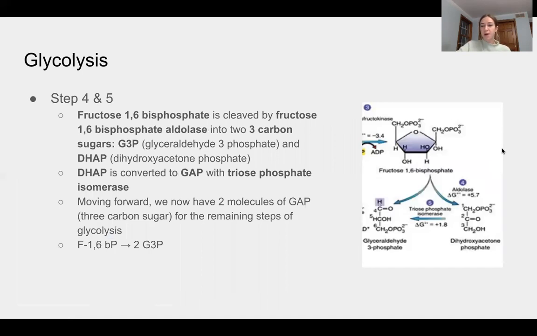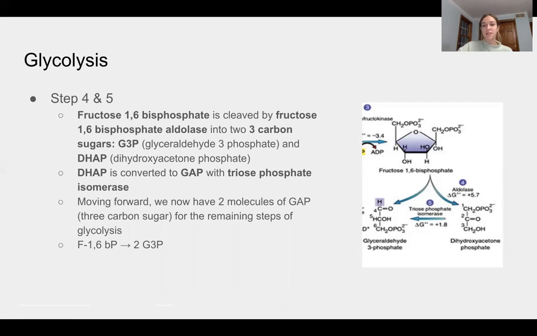So steps 4 and 5, some texts will combine these and say that glycolysis is 9 steps. But here we just have them separated out to make it a little bit more clear. Here we have our fructose 1,6-bisphosphate, which is cleaved with the enzyme fructose 1,6-bisphosphate aldolase. That'll make us 2 3-carbon sugars. Before this, we had our 6-carbon sugar. When this is cleaved, it creates G3P and DHAP.